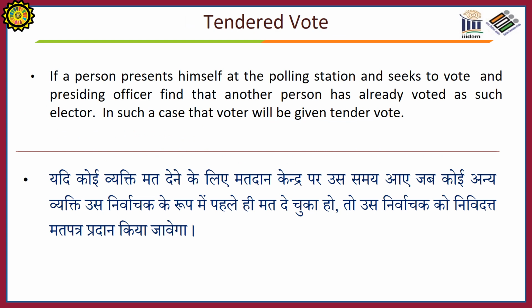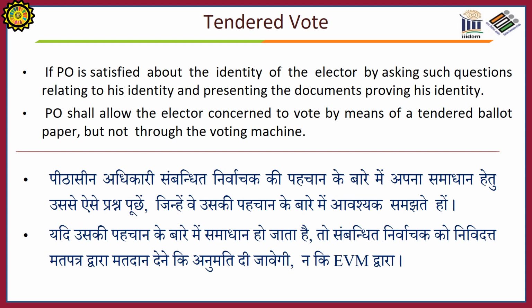Tendered vote. If a person presents himself at the polling station and seeks to vote, and presiding officer finds that another person has already voted as such elector, in such a case, that voter will be given tendered vote. If presiding officer is satisfied about the identity of the elector by asking such questions relating to his identity and presenting the documents proving his identity, then presiding officer shall allow the elector concerned to vote by means of a tendered ballot paper, but not through the EVM machine.